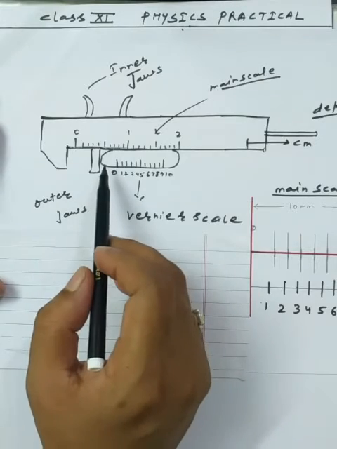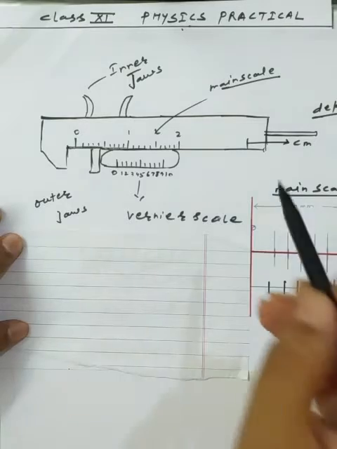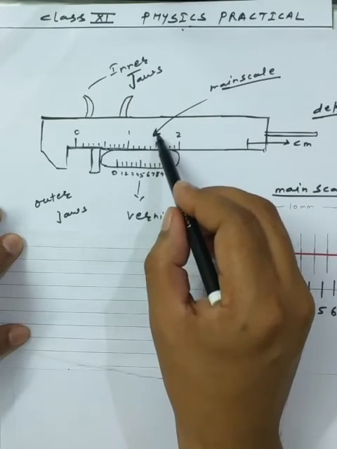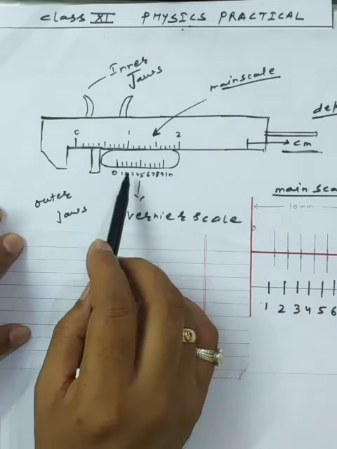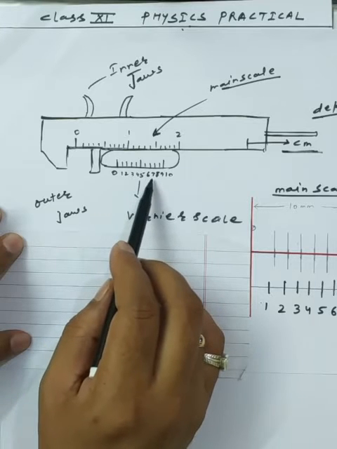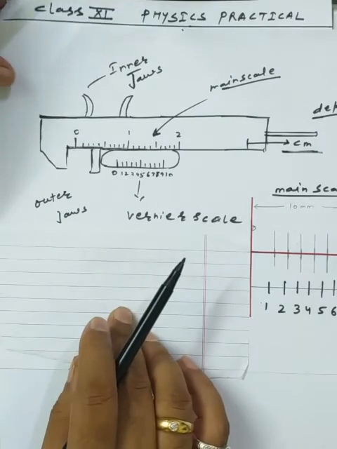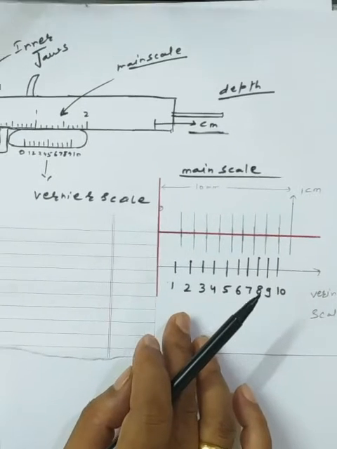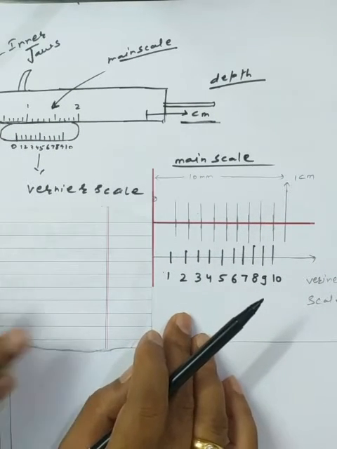Now this is the portion of the vernier calipers I have shown to you. Now we have two scales. One is called the main scale, which is given in centimeters. Along with the main scale, to make the reading absolute, we have the vernier scale. So what is special about these two scales? Generally, the least count of the vernier calipers refers to the difference between the main scale and the vernier scale. Okay, so how is it possible?